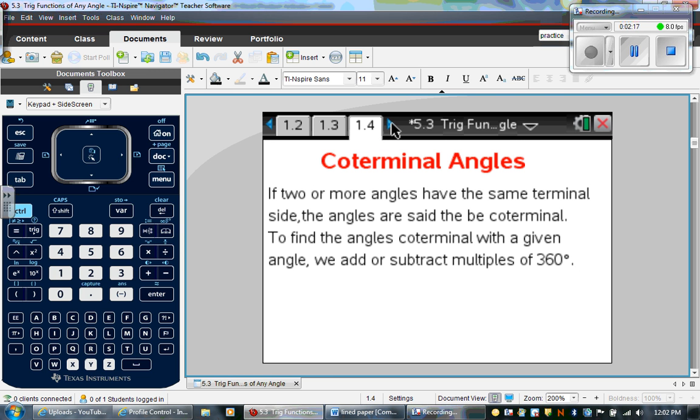Okay, so let's talk about coterminal angles first. If two or more angles have the same terminal ray, the angles are said to be coterminal. They share that terminal ray and the same initial ray. So to find coterminal angles, all we need to do is add or subtract multiples of 360 degrees. So it's really very simple. What that might look like, well, let's do an example and we'll see what it looks like.